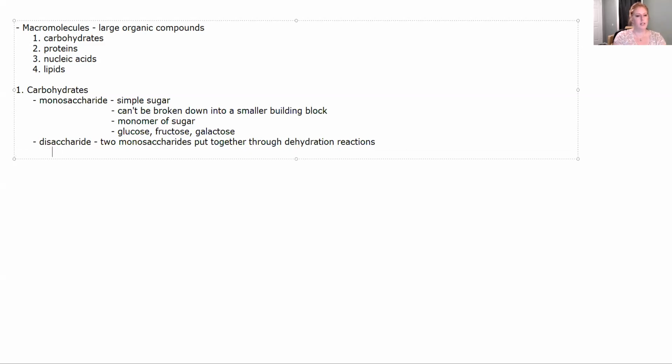Examples of our disaccharides. Let's start with the sugar in milk. Let's do lactose. Lactose is made up of glucose plus, and here comes our galactose.